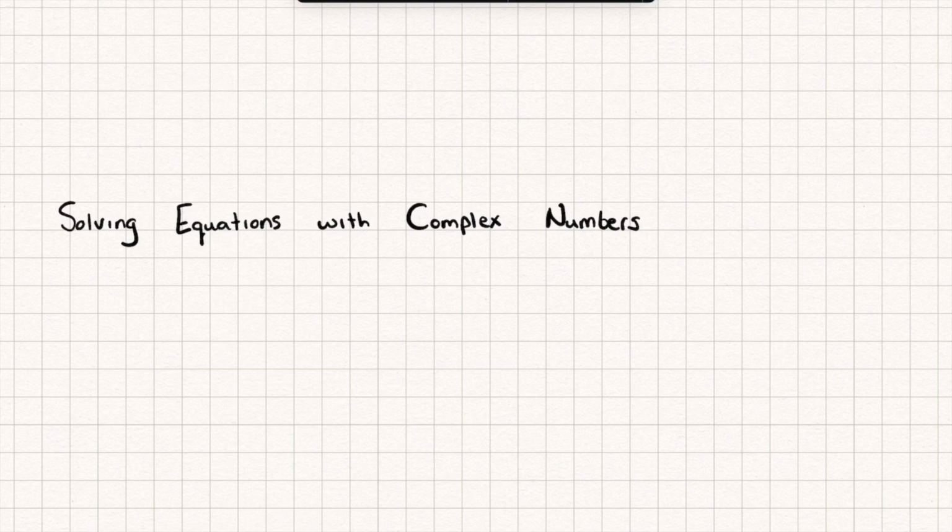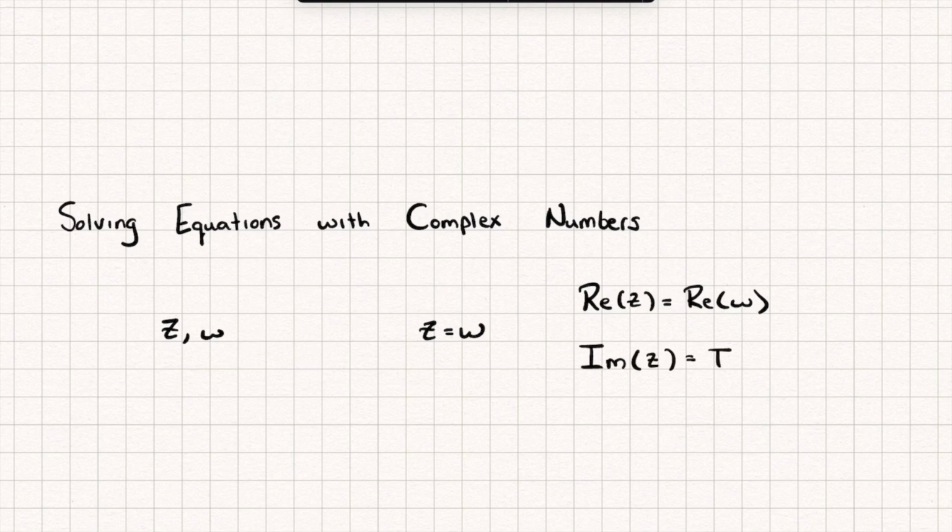Before we answer a couple of example questions, we first need to have a look at a really important property of complex numbers. Say we have two complex numbers, z and w. These two complex numbers are going to be equal to each other when their real parts are equal, so the real part of z is equal to the real part of w, and when their imaginary parts are equal, so the imaginary part of z is equal to the imaginary part of w. This is a really important thing to understand.